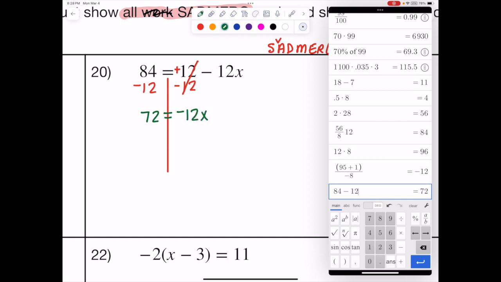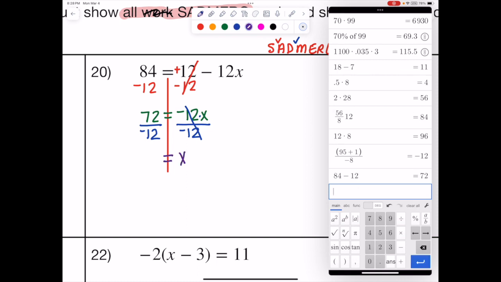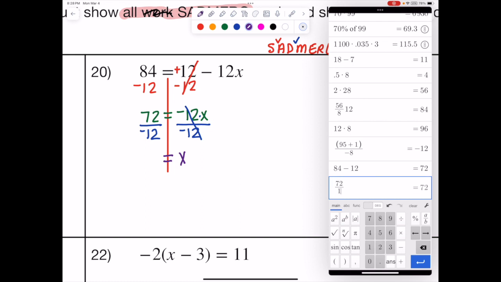Negative 12x. Now we can start to isolate the variable, so on to division and multiplication. Divide both sides by negative 12 instead of multiplying by 12. Cross that out, and what do you get? x equals, what is 72 divided by 12? It is 6, but I have a positive divided by a negative, so it's negative 6 equals x.